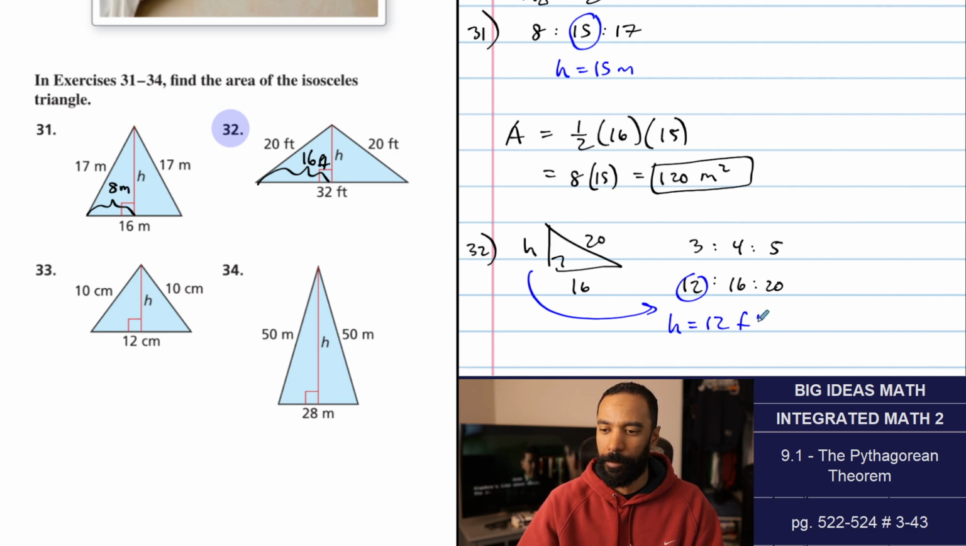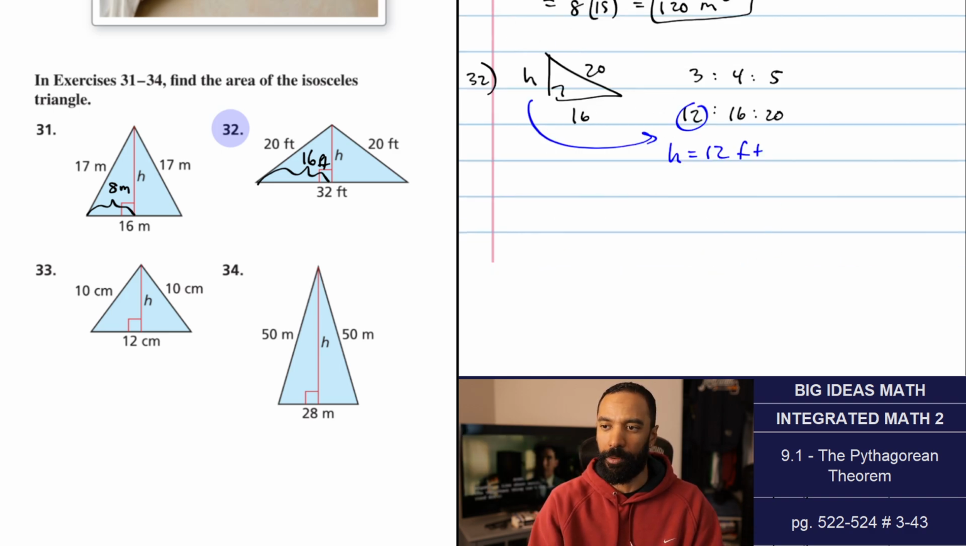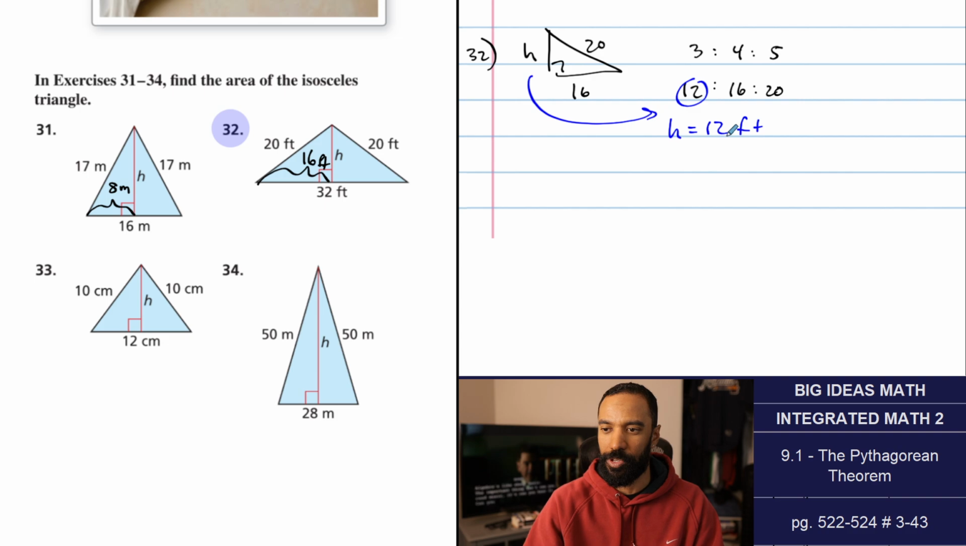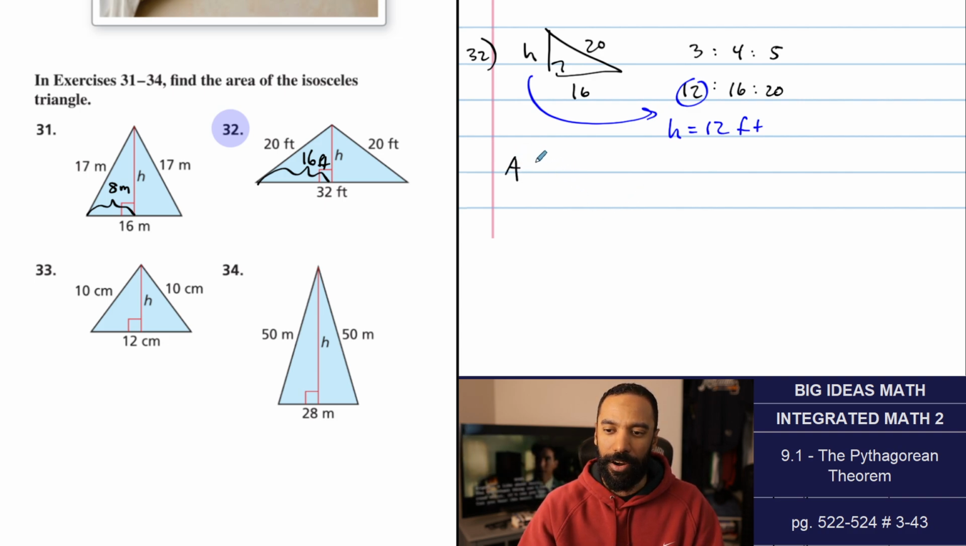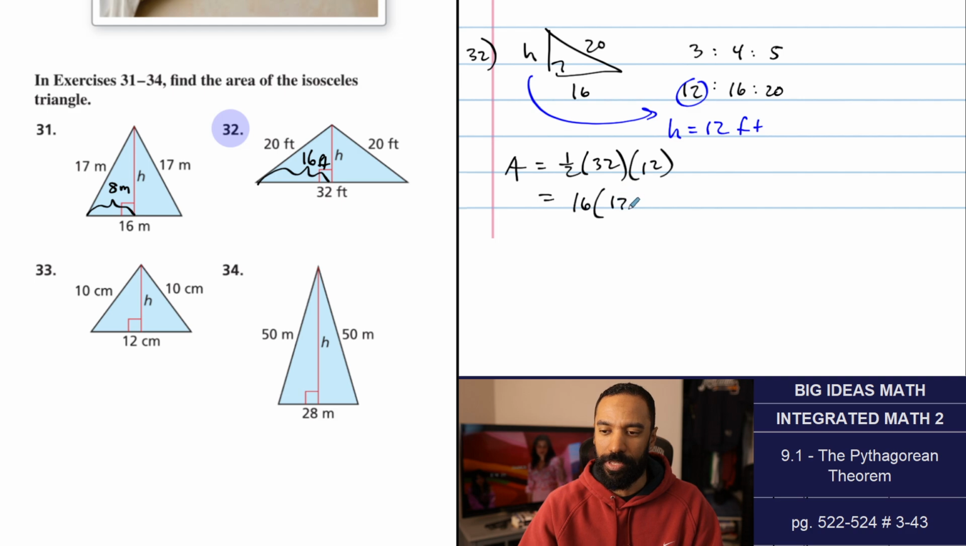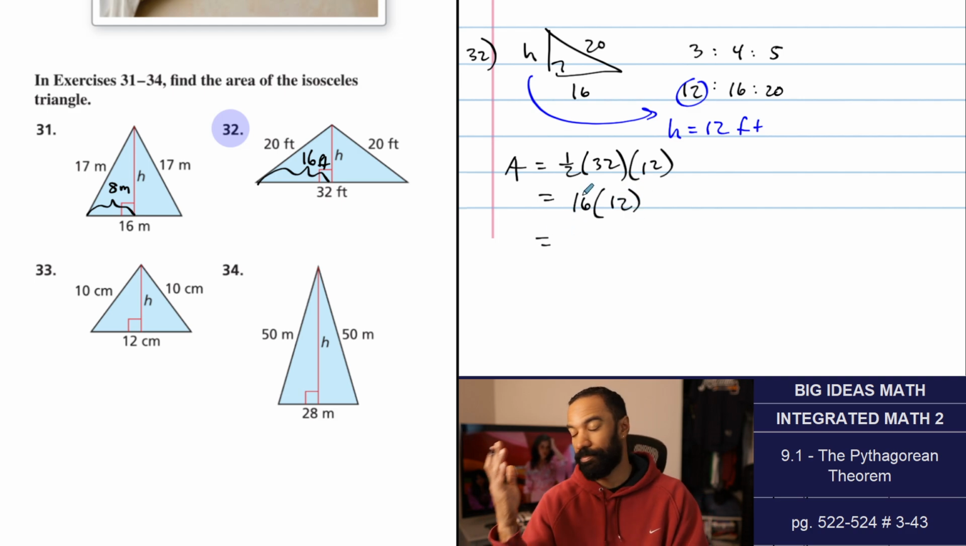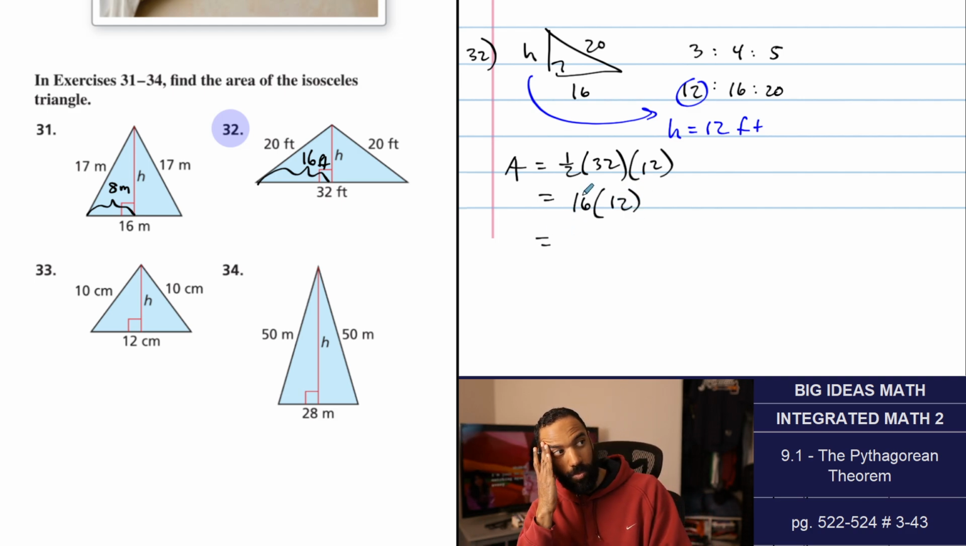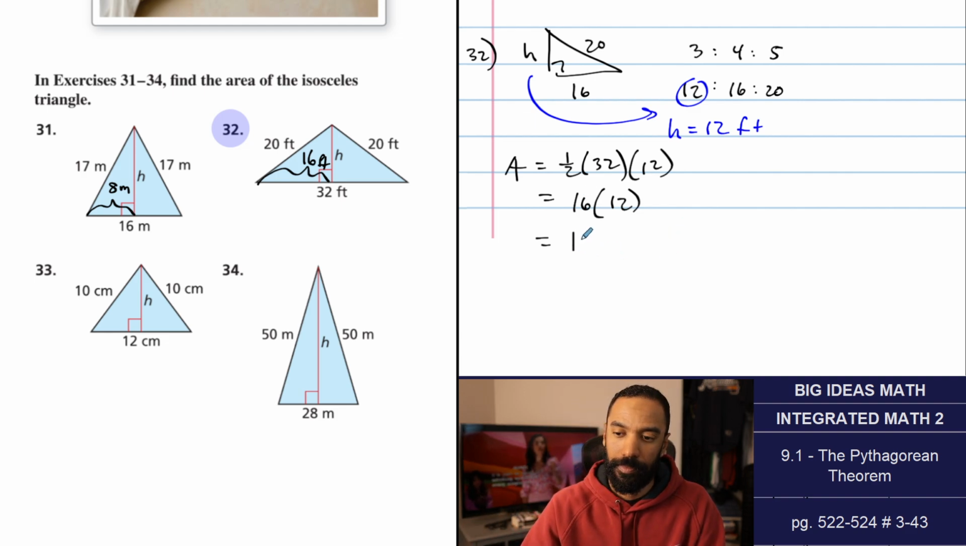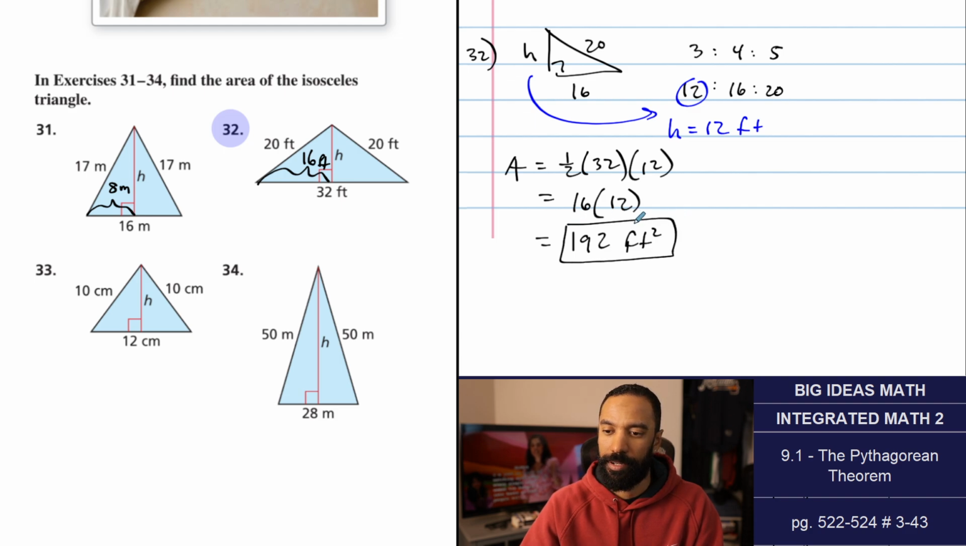12 feet. Again, without Pythagorean theorem, knowing my Pythagorean triple, and I hope the other ones follow suit. So now the area of this triangle is 1/2 the whole base, 32, times the height of 12. However, just like last time, half of 32 is 16. I can use that, and 16 times 12 is 192 square feet.